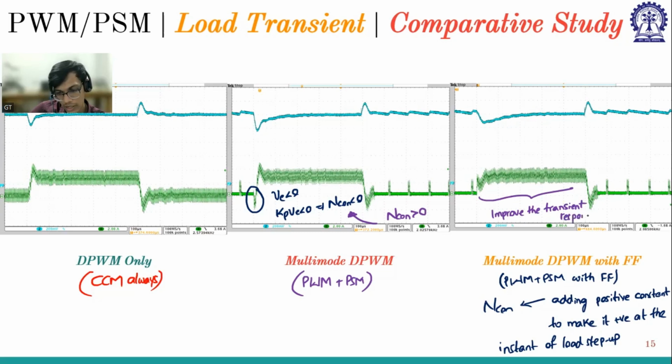Is this part clear? Yes, sir. Sir, I have a doubt. Sir, does the feed forward term always have to be added? Can we subtract it too?